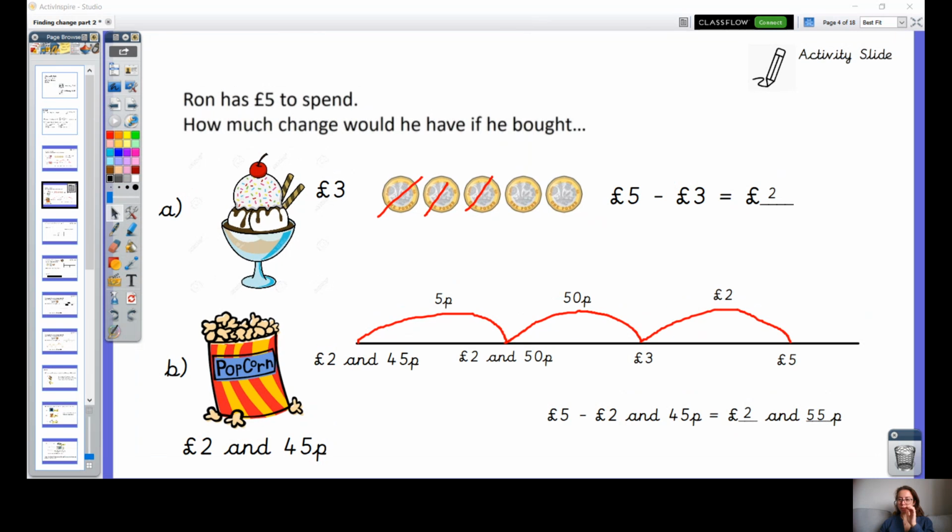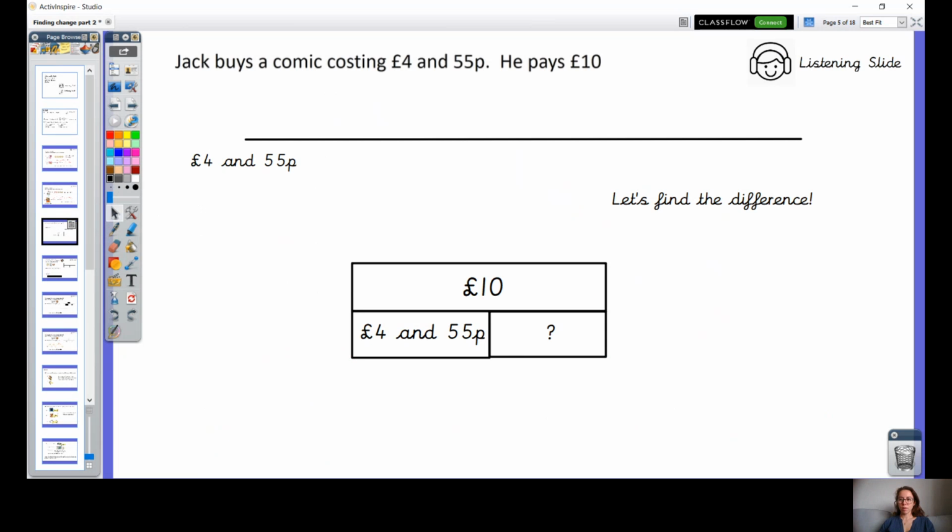Well done if you got that right. If you didn't, just have a look at where you went wrong. That's okay. This is the learning slides, isn't it? So just have a look at what went wrong that time. Okay, another learning slide. Let's have a look at another example here.